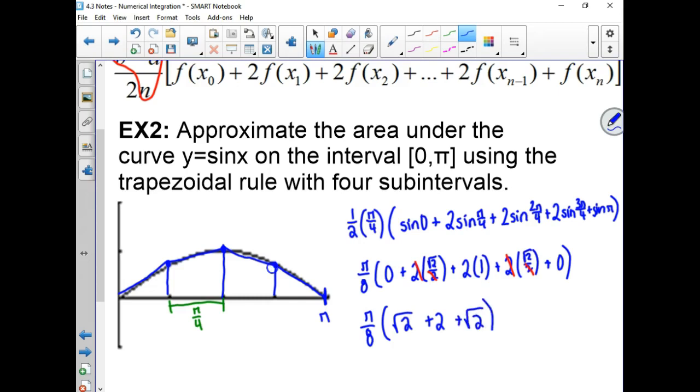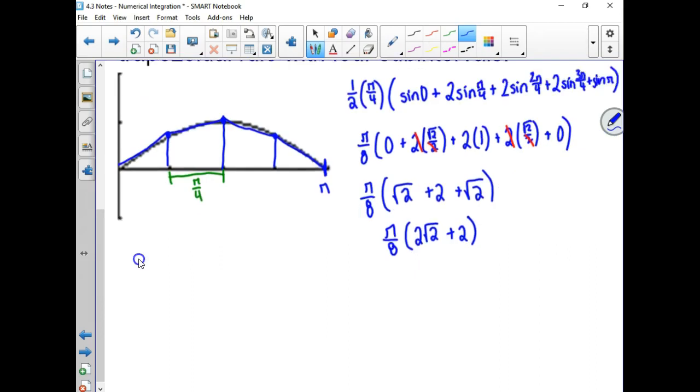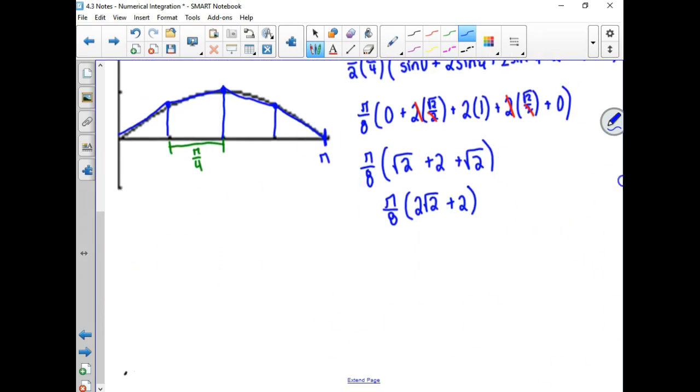I can combine those square roots of 2, so I'll have pi over 8, and I'll have 2 square root of 2 plus 2 here. The answer might be left like this. If it's for response, definitely just leave it. You really could leave it right here if you wanted. If it's not, they may do this.